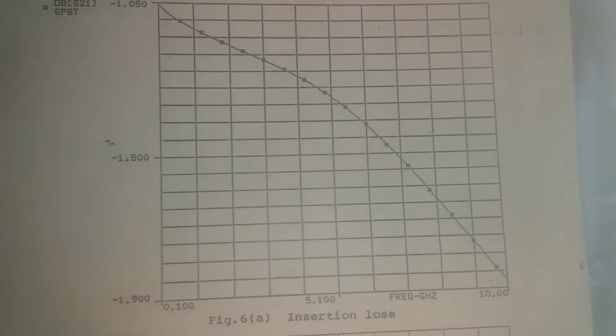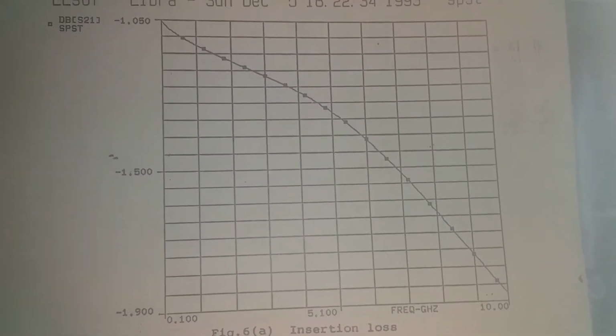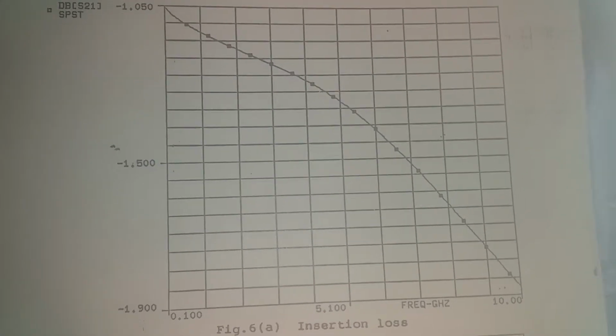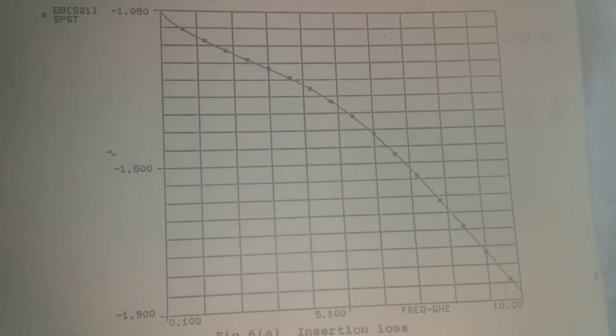In the previous session, we discussed the circuit design of the broadband SPST switch. In this session, let's have a look at the simulated performance of the broadband SPST switch using Advanced Design System.